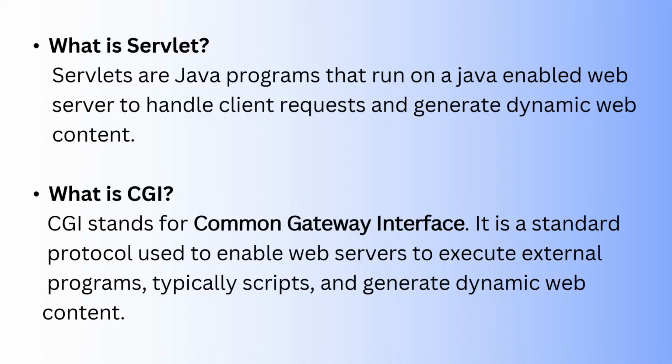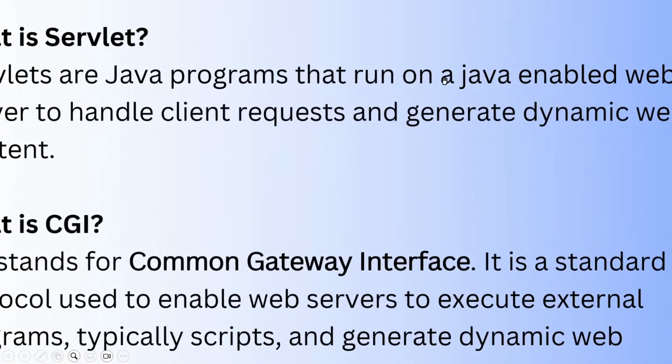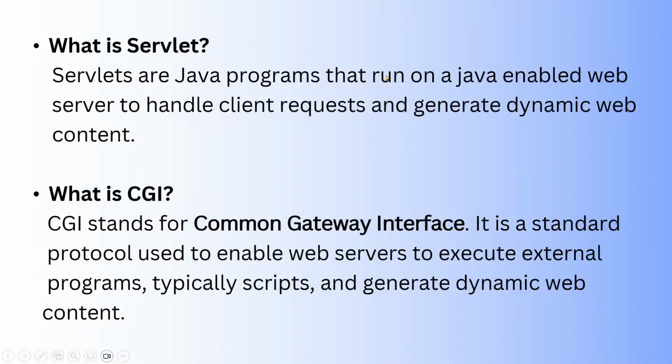So what is the meaning of Java enabled web server? Java enabled web server means the web server which allows execution of Java program. We can take example of Apache Tomcat web server. It is a Java enabled web server. What this server is doing, it is used to handle requests from client, and it generates dynamic web content, and it is forwarded towards the user.